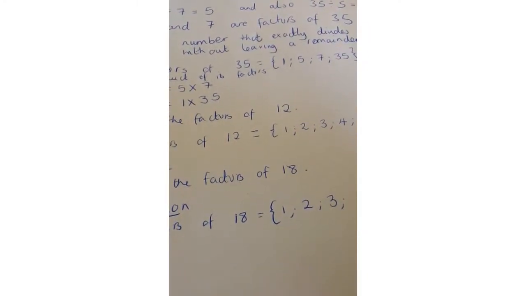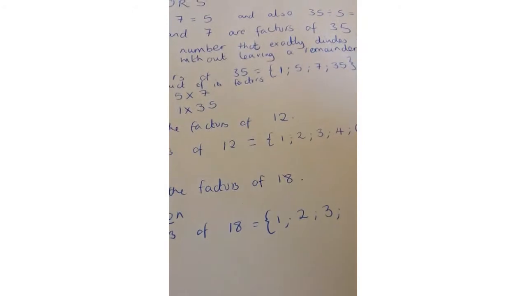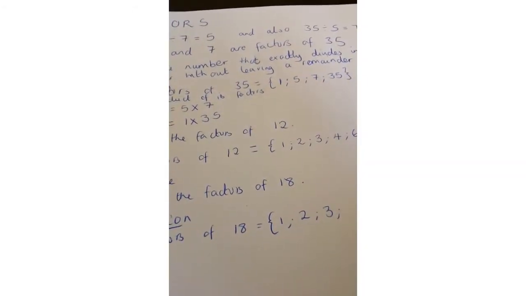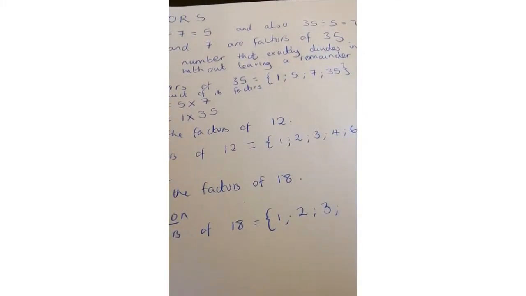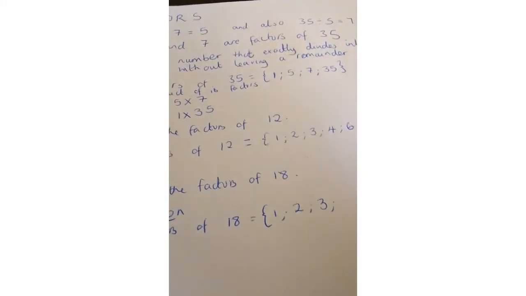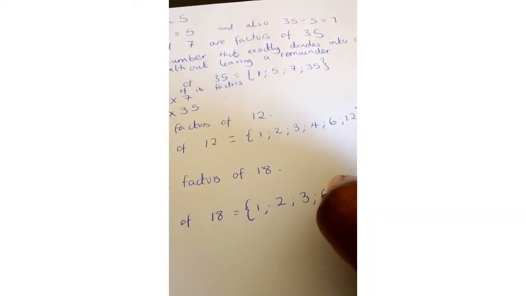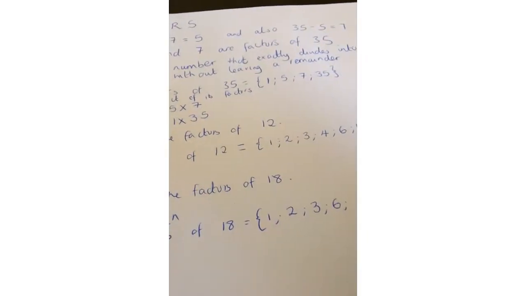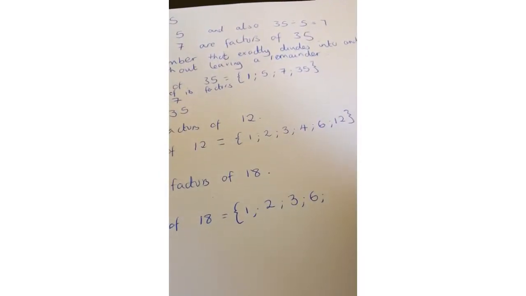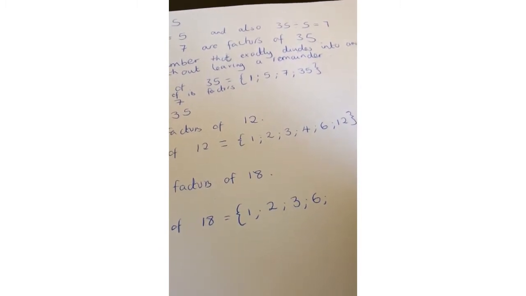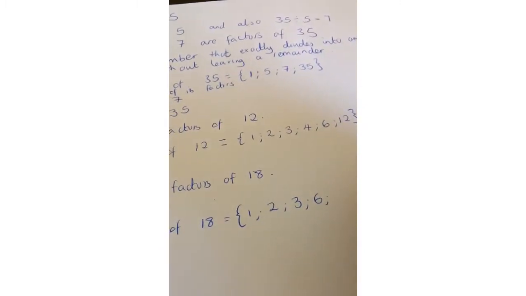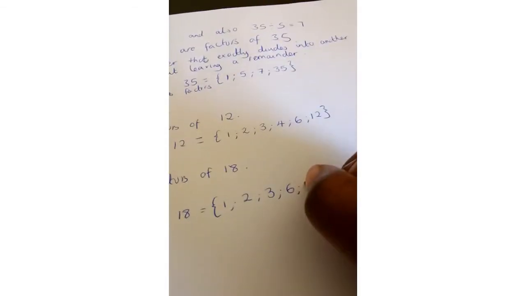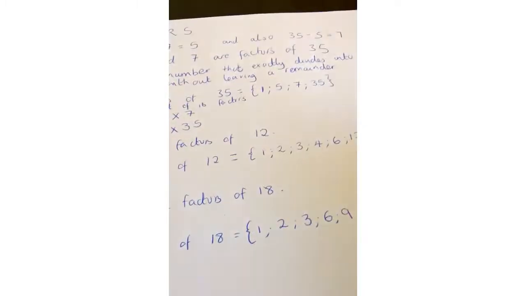Is 4 a factor? 4 into 18, it is 4 remainder 2. No, it's not a factor. Is 5 a factor? 5 into 18, it's 3 remainder 3. No. 6, yes, 6 is a factor. 6 into 18, it is 3. Is 7 a factor? No, 7 into 18, it is 2 remainder 4. Is 8 a factor? Nope. 8 into 18, it's 2 remainder 2. Is 9 a factor? Yes, 9 is a factor.